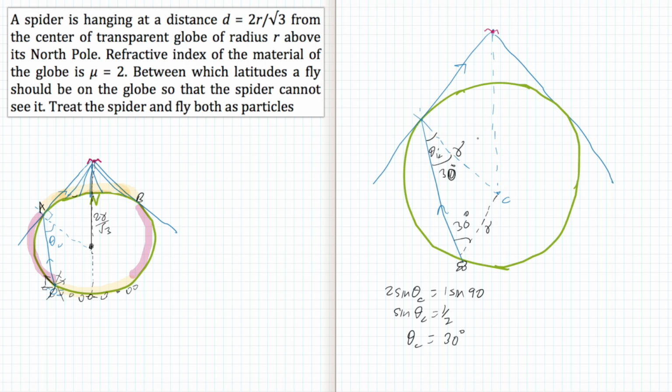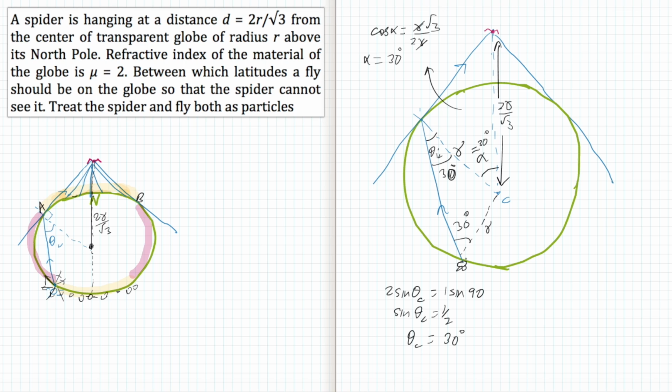This distance is r, and this entire distance is 2r/√3. Let's write this angle as alpha. In this triangle, cos alpha will be base, that is r, divided by hypotenuse, 2r/√3. So cos alpha is √3/2, that means alpha is equal to 30 degrees. So this angle is also equal to 30 degrees.